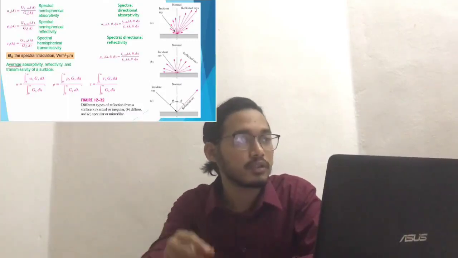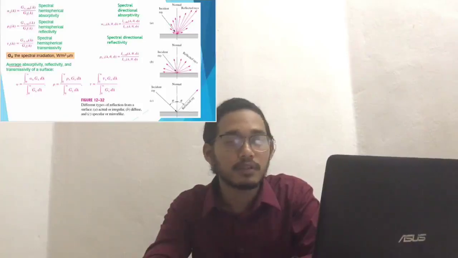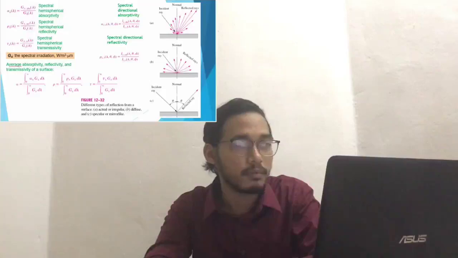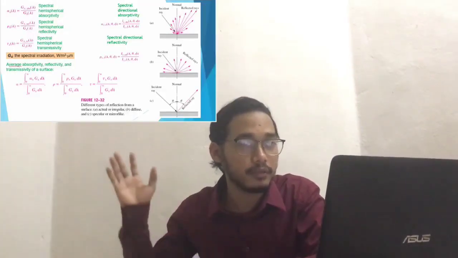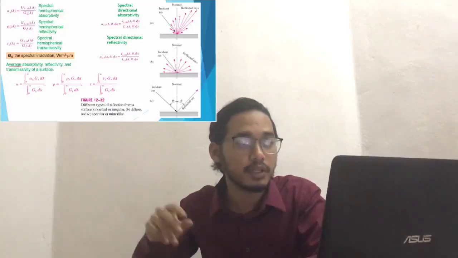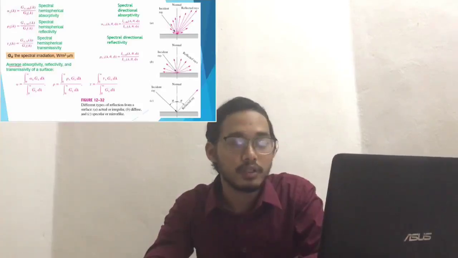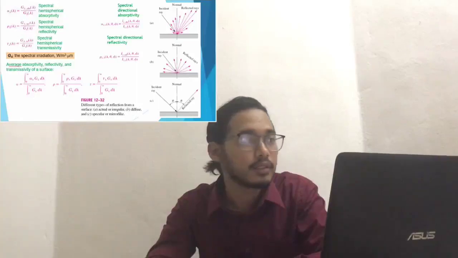Next, the next slide contains several different types of absorptivity and also directional reflectivity. As you can see, it contains spectral hemispherical absorptivity, spectral hemispherical reflectivity, and spectral hemispherical transmissivity. Next, in the right figure, 12.32, we can see different types of reflection: A is actual or irregular, B is diffuse, and C is spectral or mirror-like.